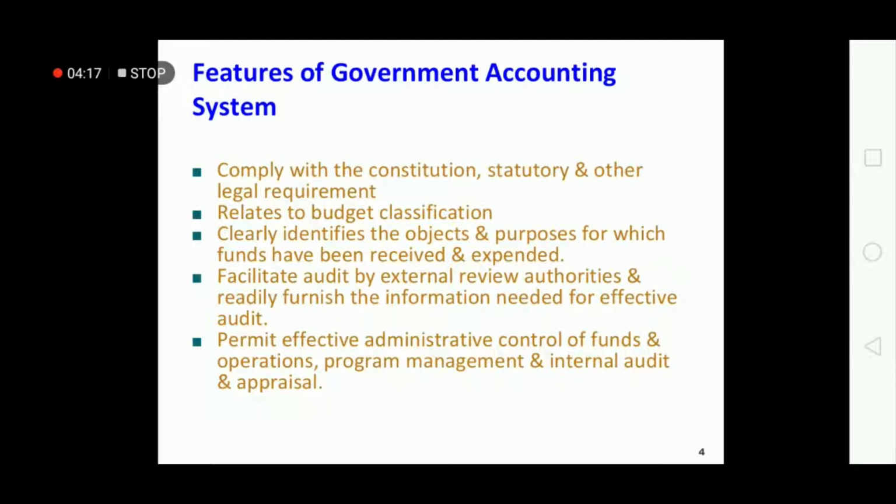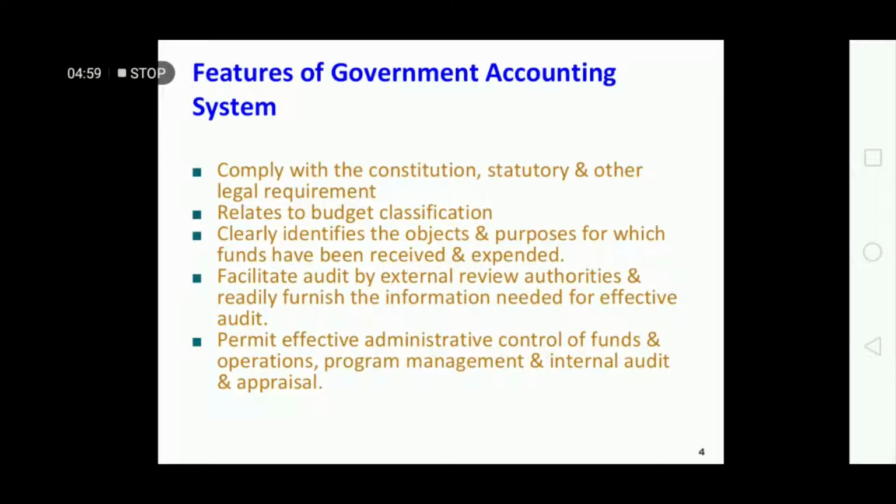The fourth characteristic is facilitate audit by external review authorities and readily furnish the information needed for effective audit. Accounting system must be designed for this feature to make sure that it is consistent with the audit and accountability processes. As we all know that auditing provides reasonable assurance and ensures that financial transactions are recorded properly according to the relevant procedures. This is evidenced through proper documentation and classification.